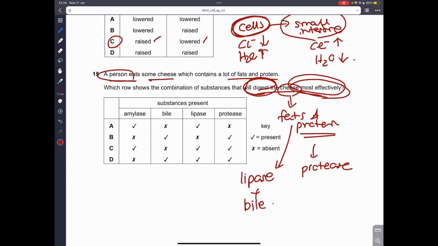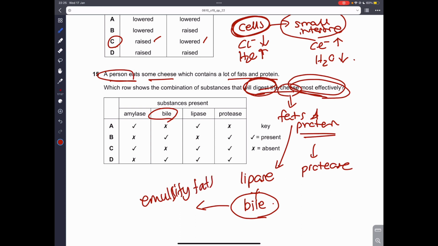However, it wants to digest the most effectively, most quickly. So we need another substance called bile. And bile is a substance that's produced in the gallbladder, which is below your liver. And this bile substance actually emulsifies fats.